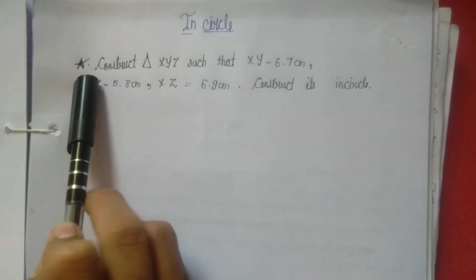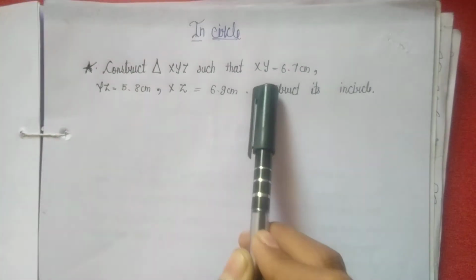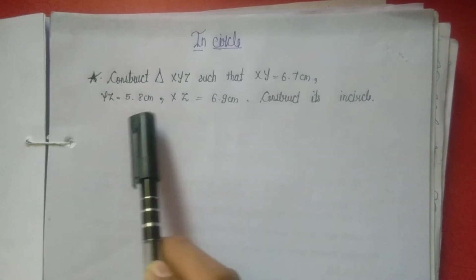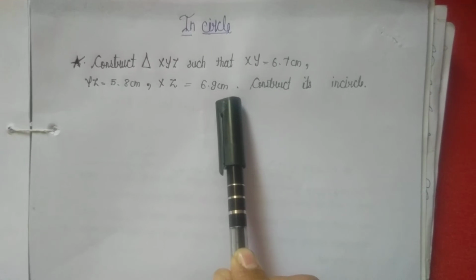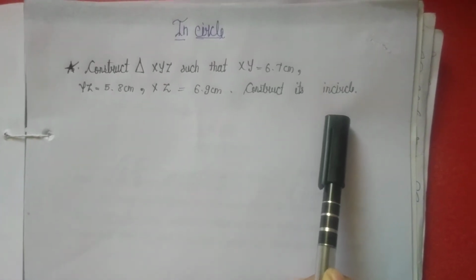Our question is: construct triangle XYZ such that XY is equal to 6.7 centimeter, YZ is equal to 5.8 centimeter, XZ is equal to 6.9 centimeter. Construct its InCircle. Now tell me, what's an InCircle?